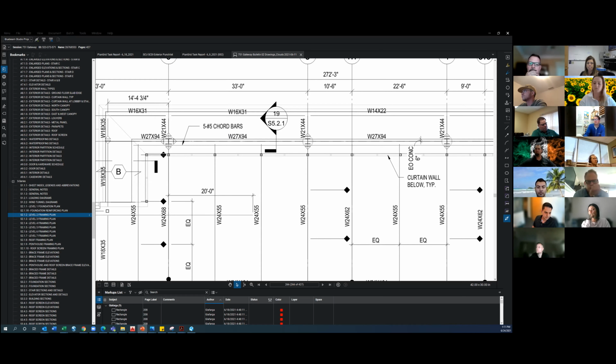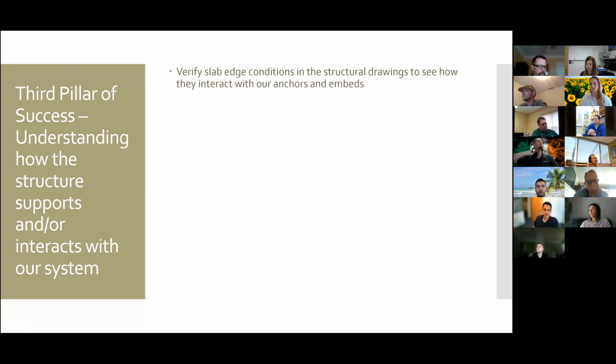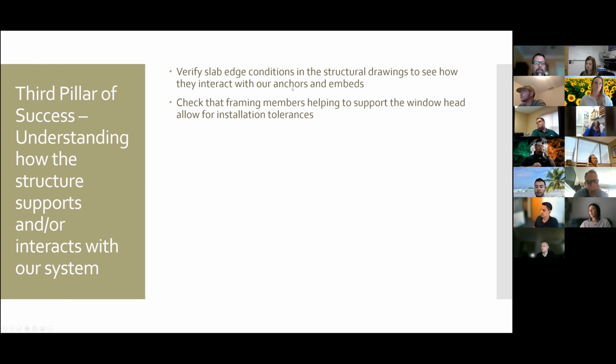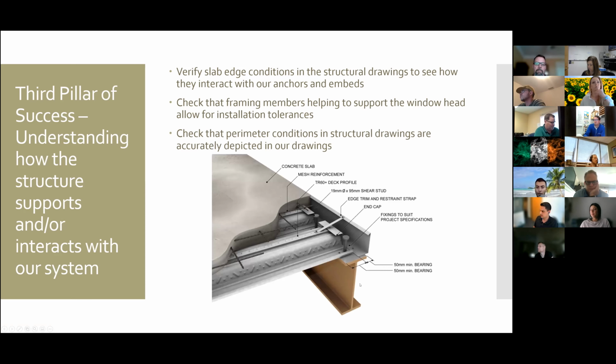So now we're going to go to the third one, which is understanding how the structure supports or interacts with our system. What you want to do when you're looking at structural drawings is verify the slab edge conditions to see how they're supporting or conflicting with our anchors and embeds. You want to check that the framing members help support the window head and that they allow for installation tolerances. And you want to check that the perimeter conditions are accurately depicted in our drawings. I know oftentimes we like to omit certain elements, but I feel like they're important.